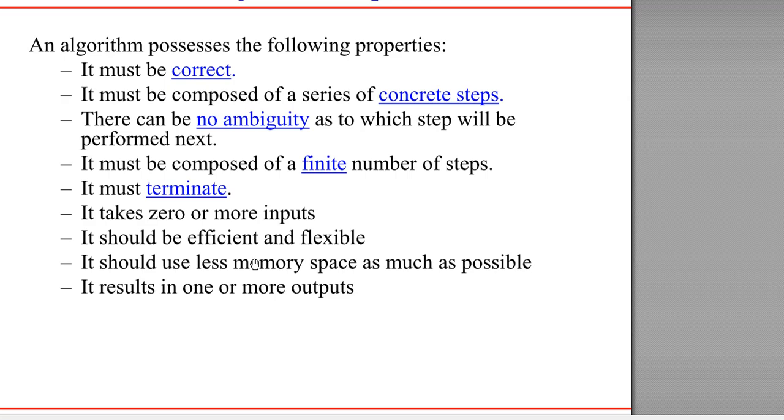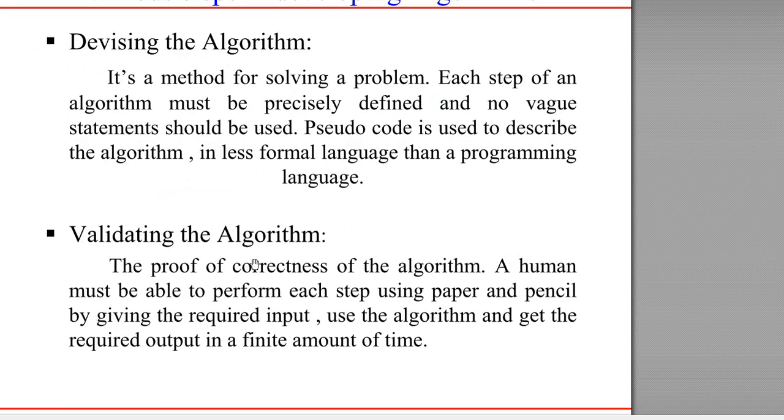An algorithm should be efficient and flexible. That speaks towards the issues of time and space management, which we'll look at when we look at time and space complexity. It should also use as little memory space as possible. So there goes again the issue of space, as well as resulting in one or more outputs. The whole idea of using an algorithm, a step-by-step procedure, is to come up with a certain output. So a good algorithm should always have an output.